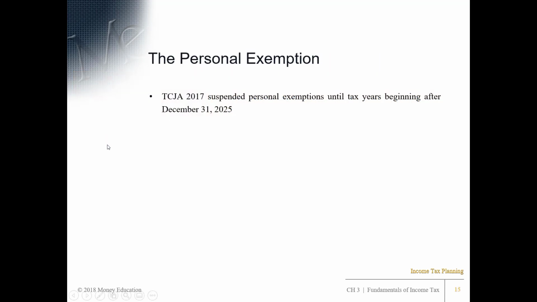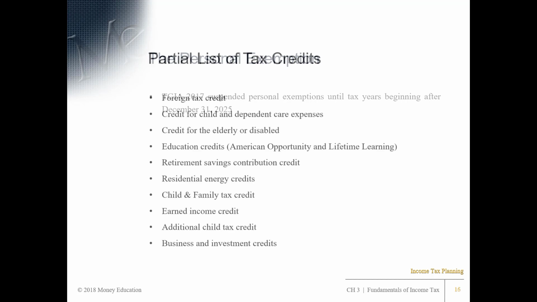As of the Tax Cuts and Jobs Act, or TCJA 2017, they have suspended personal exemptions until December 2025. Partial list of tax credits. We will talk about these more in depth, but there is a foreign tax credit. There's a child and dependent care expense credit, which is a max of $600 per child with a max of $1,200, so for 2 or more.